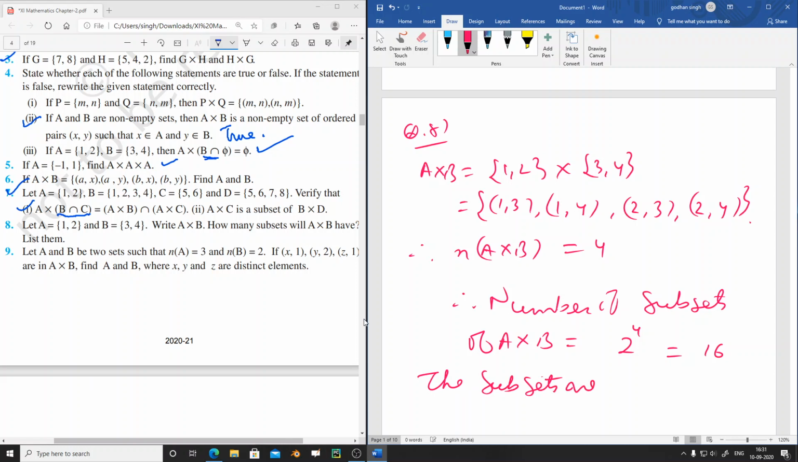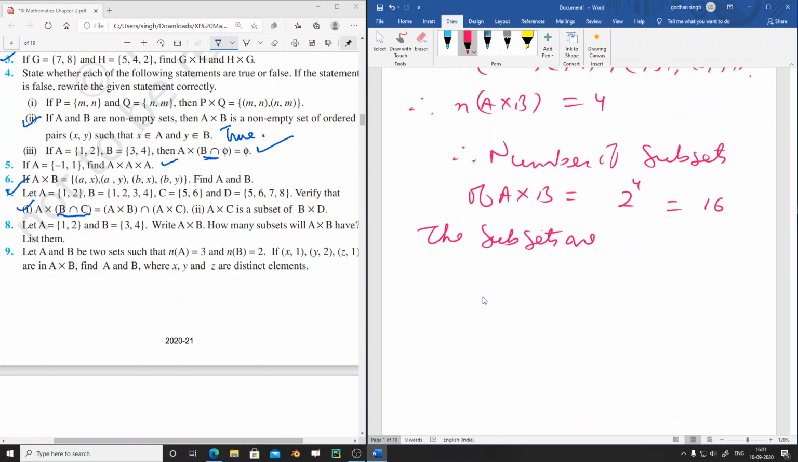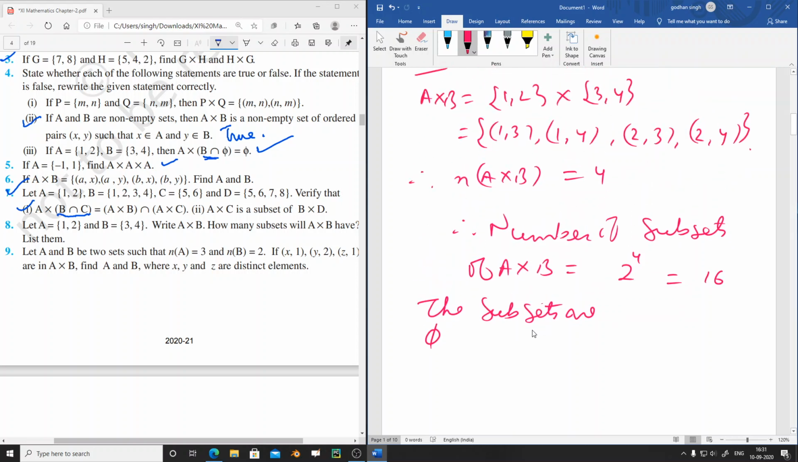First we will write the subsets with 0 elements, that is the empty set. So this is the empty set. Then with 1 element, that is a singleton set. In that we will get 4 sets.